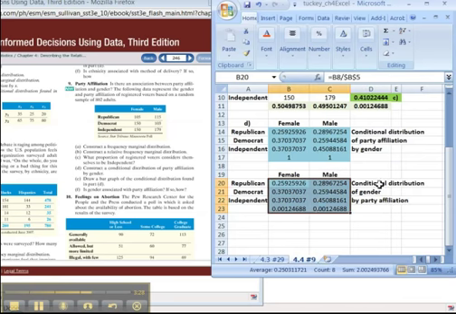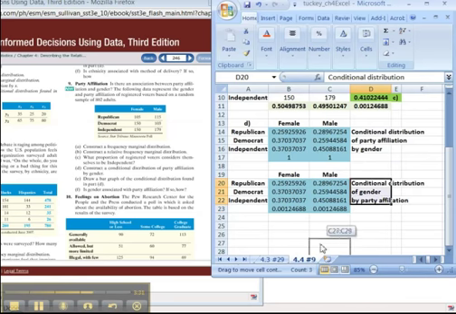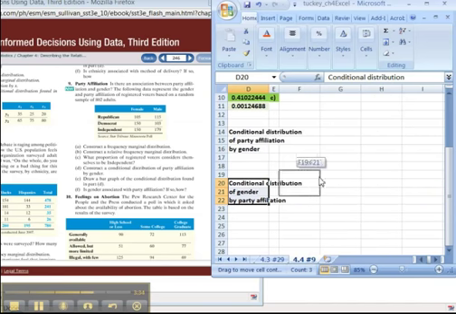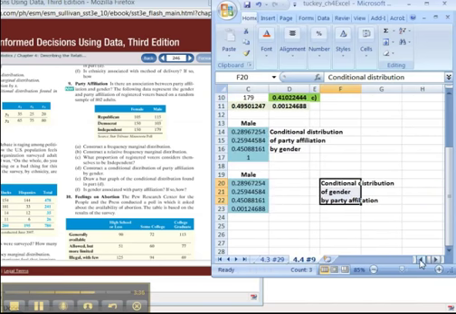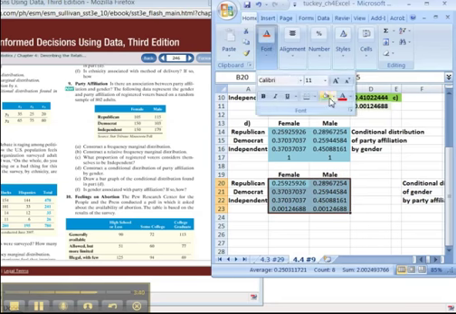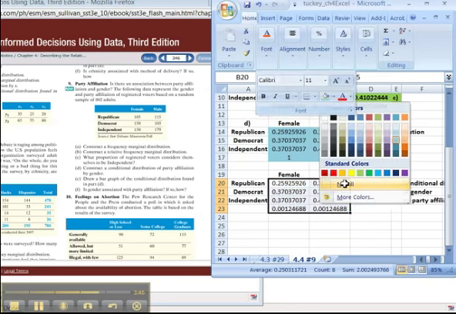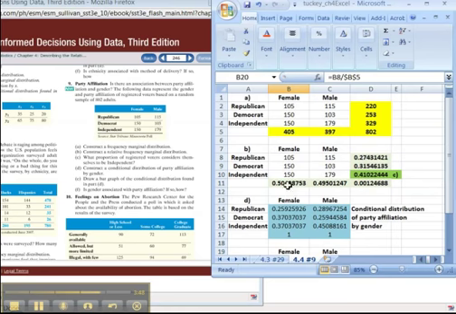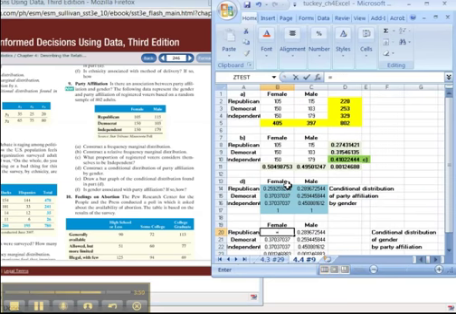I'm going to put this little note that I just made over here somewhere, so it's not in the way. I don't want this blue anymore, so let me turn that off. Okay, what I want here is this number, female, divided by the total number of Republicans, and I give that dollar signs, F4.